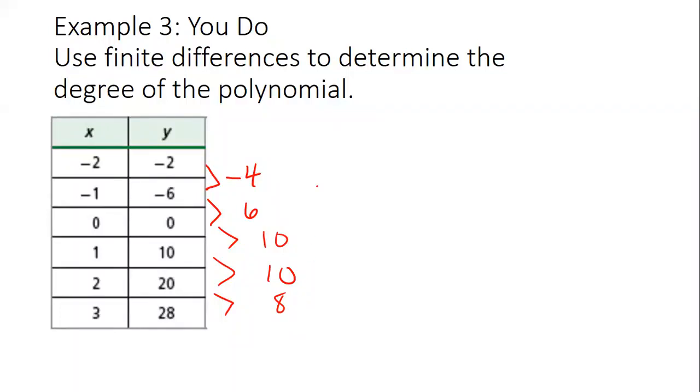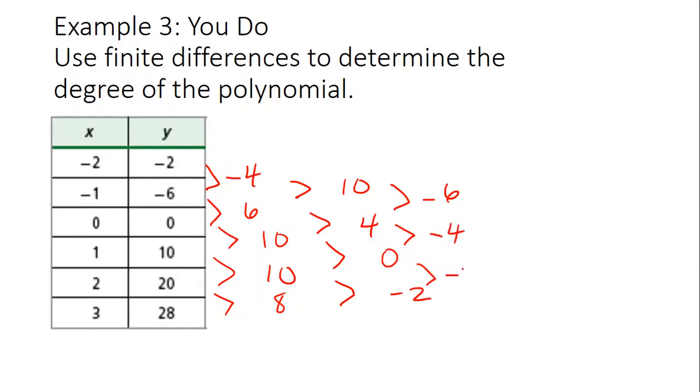Okay, not linear. Then you have 6 minus -4, which is 10. 10 minus 6 is 4. 10 minus 10 is 0. 8 minus 10 is -2. What is it? Second row, is it quadratic? No. Then we're going to keep going. 4 minus 10 is -6. 0 minus 4 is -4. -2 minus 0 is -2. Third, did it work? No.